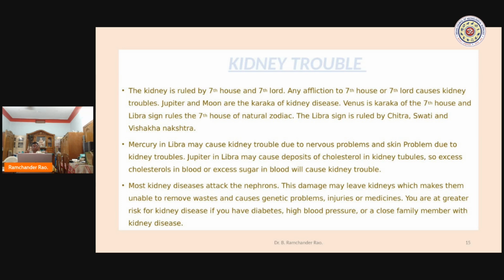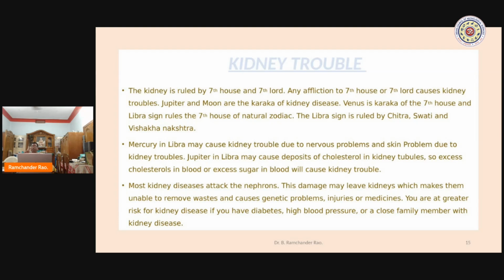Mercury in Libra may cause kidney trouble due to nervous problems and skin problems due to kidney troubles. If Mercury is in Libra, then kidney trouble or nervous system problems come, and skin problems also. Jupiter in Libra may cause deposits of cholesterol in the kidney tubules. Cholesterol comes and deposits in the kidney tubules.